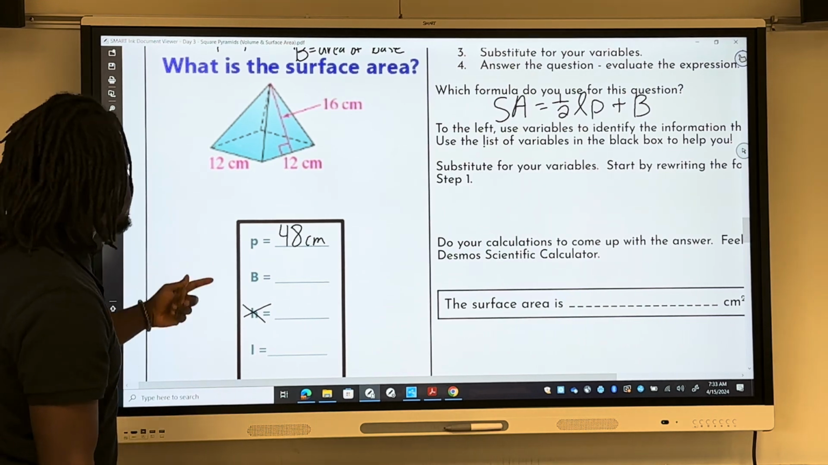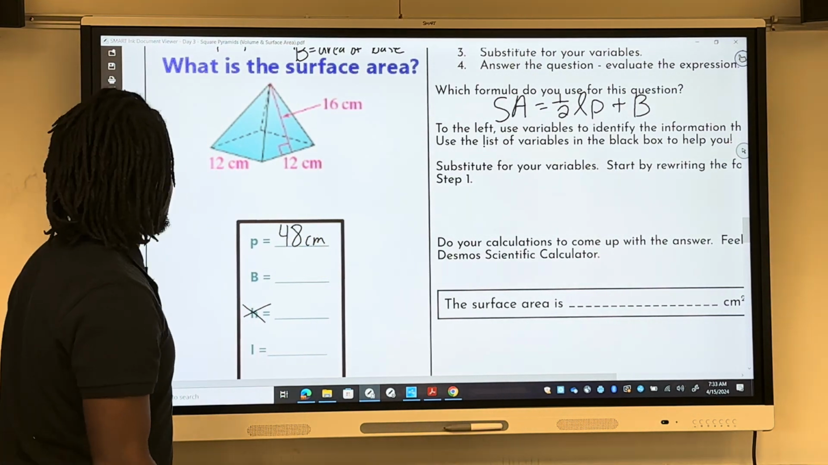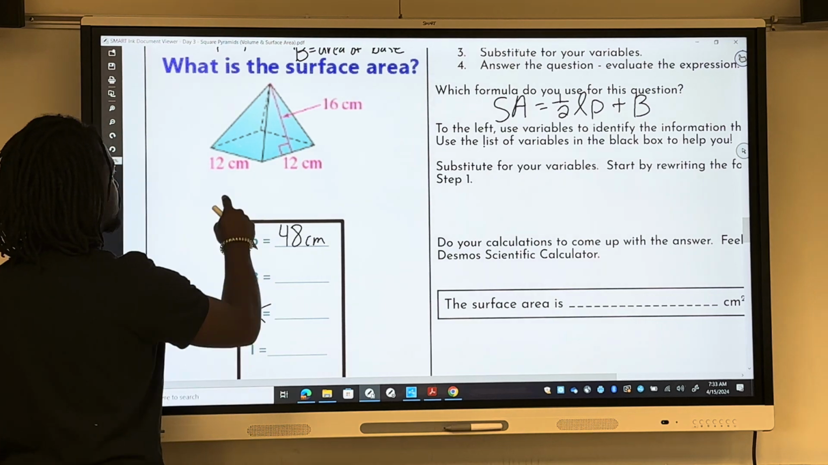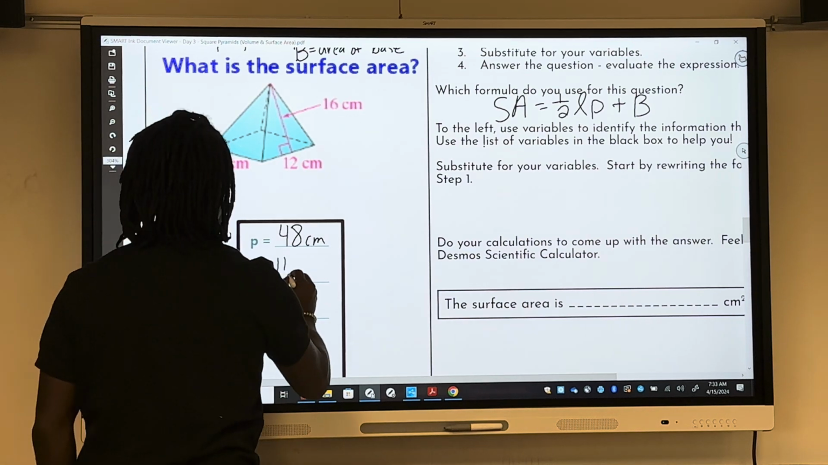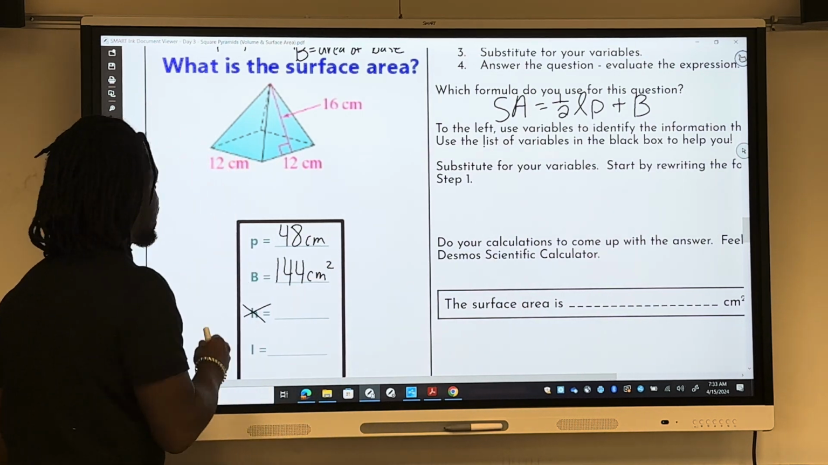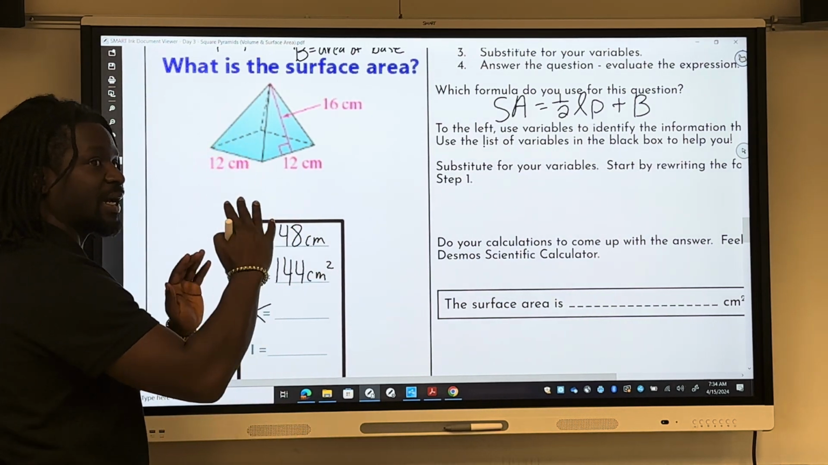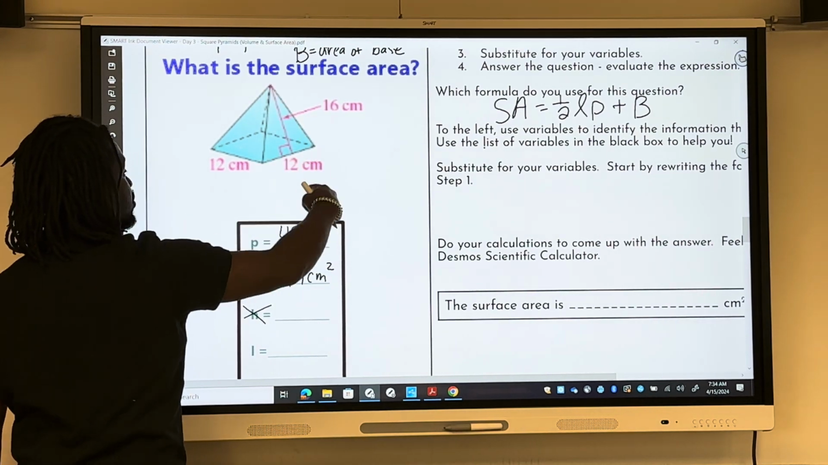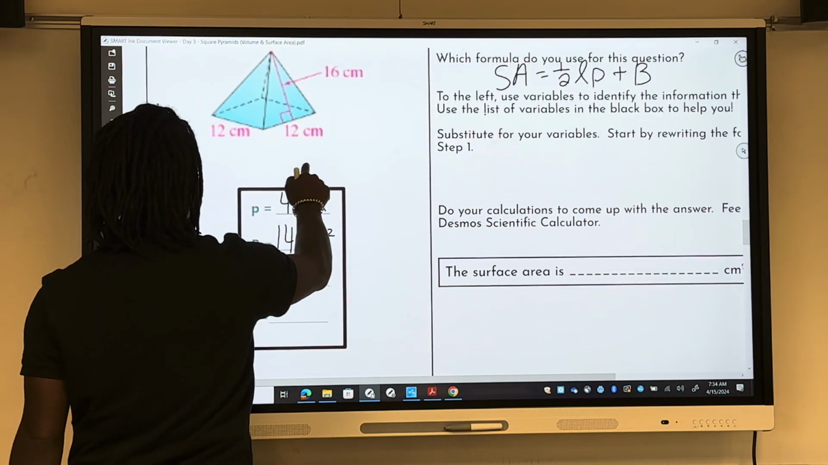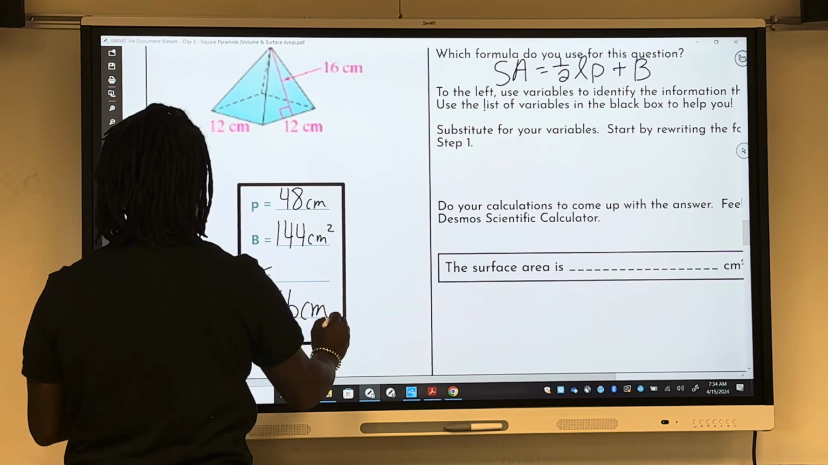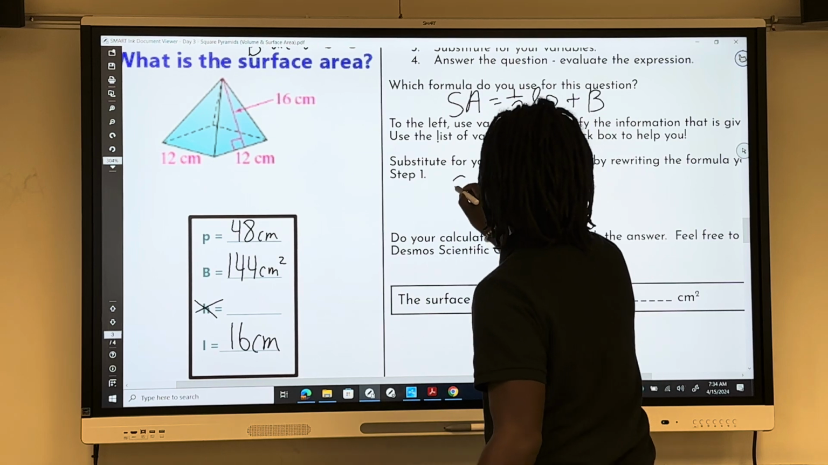Now we've got the area of the base. The big B is, remember, the area of the base. Well, to find the area of the base, I am doing 12 times 12, and that's 144 centimeters squared, okay? And then for the slant height, again, the slant height is diagonal. This is the line going along this triangle along the side of the square pyramid, and that slant height is 16 centimeters. And so then we've identified our information. Now we're just going to plug it in.